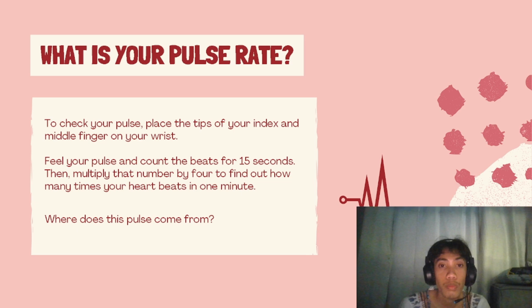What is your pulse rate? To check your pulse, place the tips of your index and middle finger on your wrist. Then feel your pulse and count the beats for 15 seconds. Then multiply that number by 4 to find out how many times your heart beats in 1 minute. Where does this pulse come from?